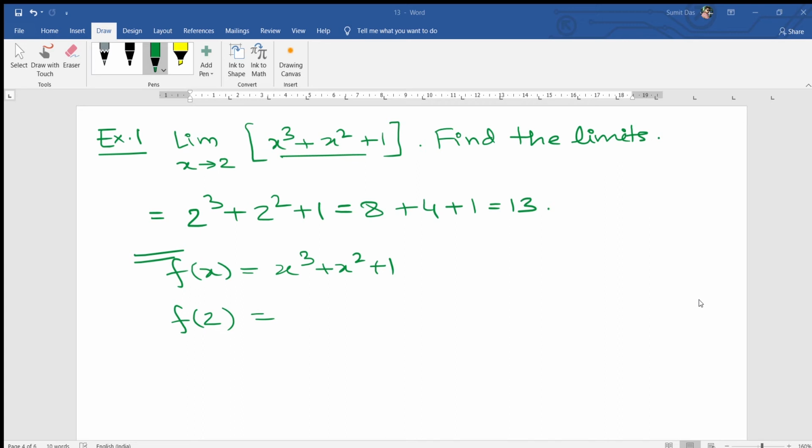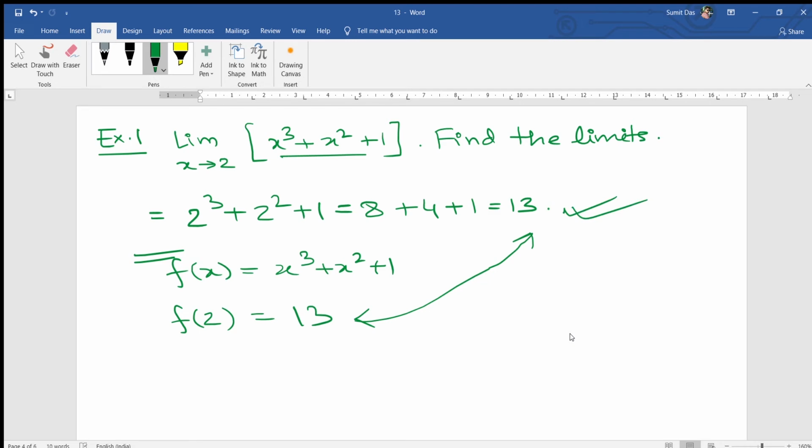Yeah, the thing is that 13 is the correct answer. So let me show you 13. Look, if the function is given as x cube plus x square plus 1, and we got f(2) equal to 13, so both are equal, right? So this is not the process, I mean this is not correct; you will follow this process. Okay, no need to worry about it.